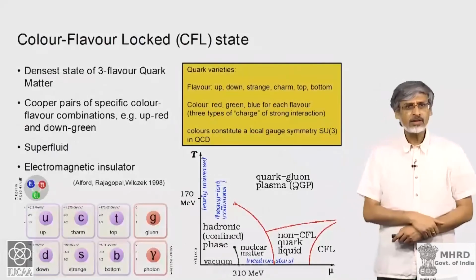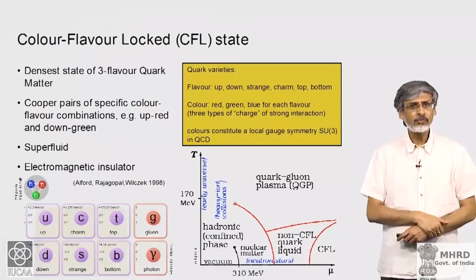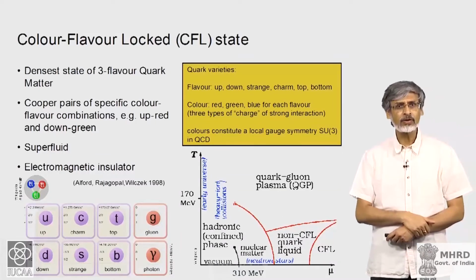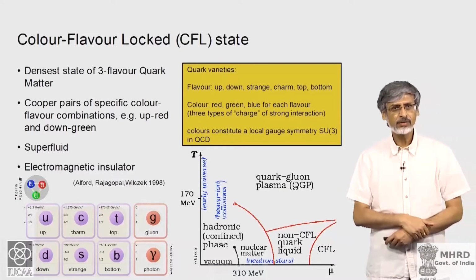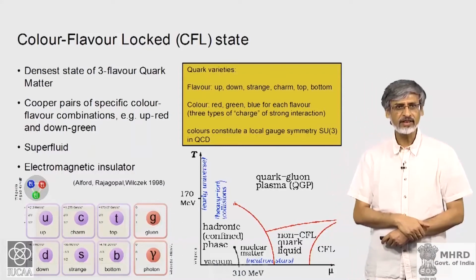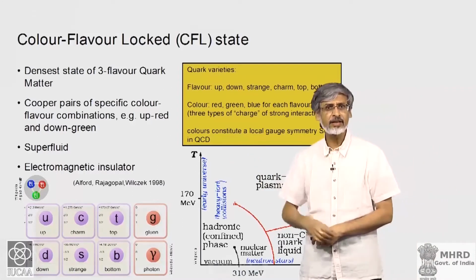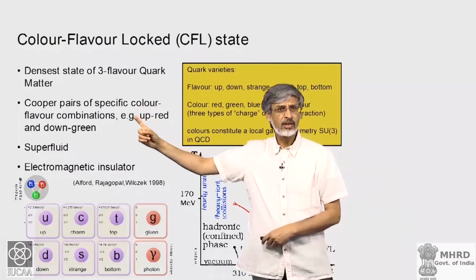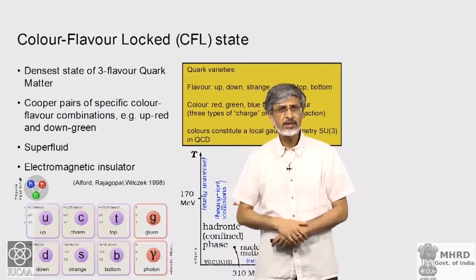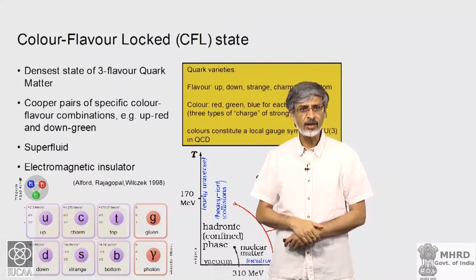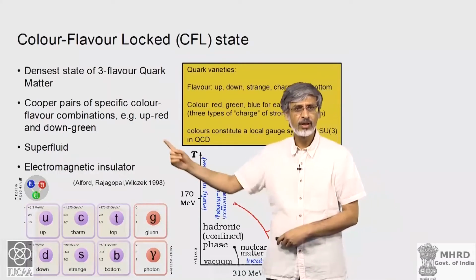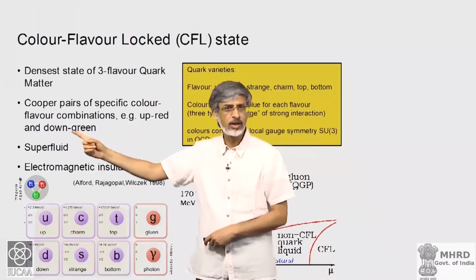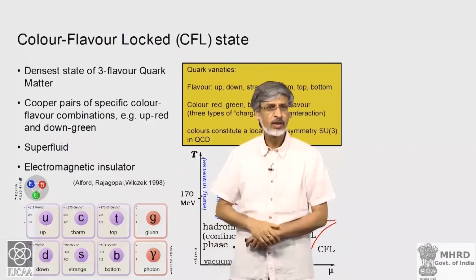Now, these quarks can also form something called a color flavor locked state, which is a paired state. This is the densest state of 3 flavor quark matter. So, here you have Cooper pairs of specific color flavor combinations, for example, an up and red quark and down and green quark and so on.